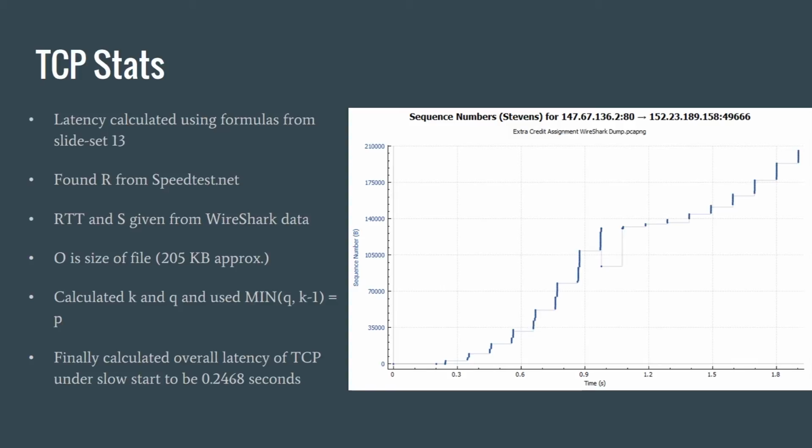We finally calculated the overall latency of TCP using the formula from the slide set: 2 times the round trip time plus O over R plus P times the quantity S over R plus RTT minus the quantity 2 raised to the P minus 1 times S over R. After calculating everything out, we found that the overall latency of TCP under a slow start is equal to approximately 0.2468 seconds.